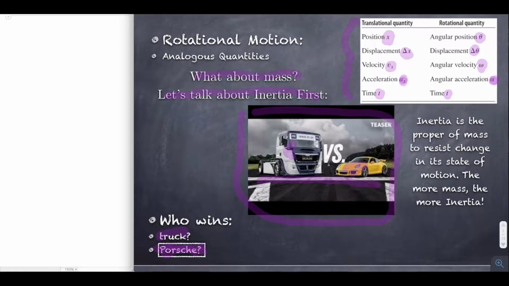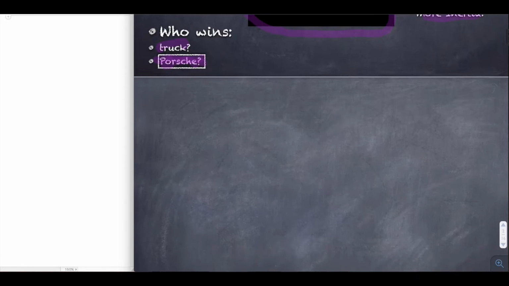And so that gives us an idea of what we mean by inertia. It has something to do with the mass, and in particular, inertia is the property of mass to resist change in its state of motion. And so the more mass an object has, the more inertia it'll exhibit. And so that's why the Porsche always wins in this scenario. And you could extrapolate this to other physical analogies.